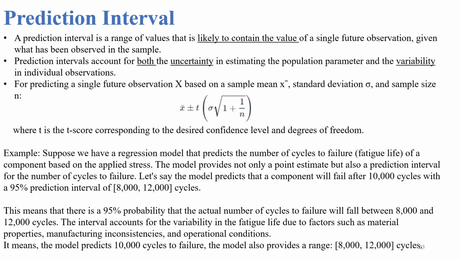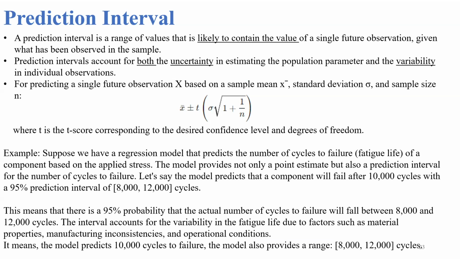Now let's talk about prediction interval. A prediction interval is a range of values that is likely to contain the value of a single future observation given what has been observed in the sample. So the prediction interval accounts for both the uncertainty in the estimate of the population parameter as well as the variability in the individual observation. So if you know the mean X bar, the standard deviation sigma, the sample size, and the t-score, which is basically the corresponding desired confidence, you can calculate the interval.